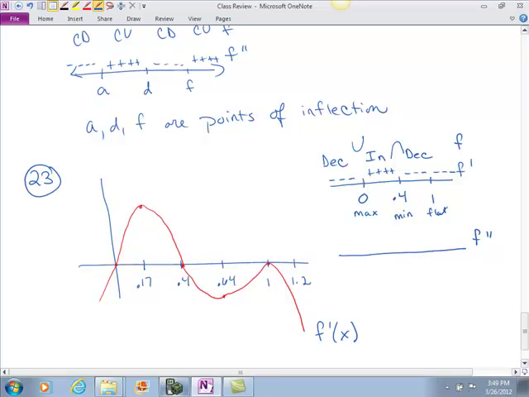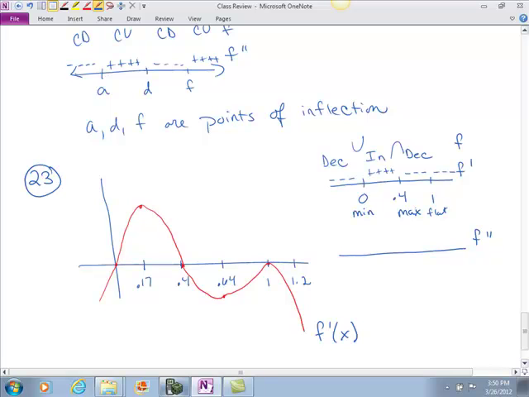Oh, absolutely. As I drew it, I'm sorry. That's a min, and then increasing, decreasing, that's a max. Sorry, I misspoke earlier. And then flat. Okay, now let's look at the second derivative.